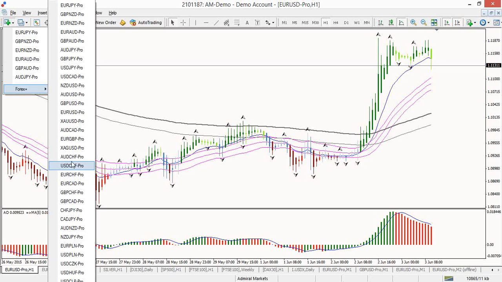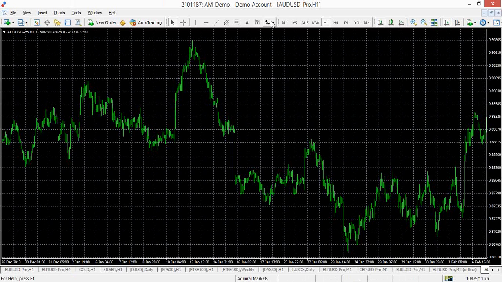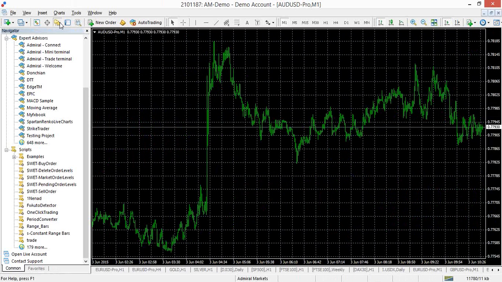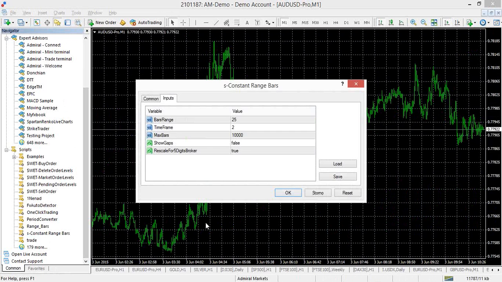So I open a new AUD/USD chart just in case, so that nothing is disturbing that template. Let's see if I can find the AUD/USD first of all, though. Then I go to the 1 minute chart. Then I open up the navigator. I go to constant range bars. I drag it onto the chart. I change the bar range to 2. Once again, I click on OK.